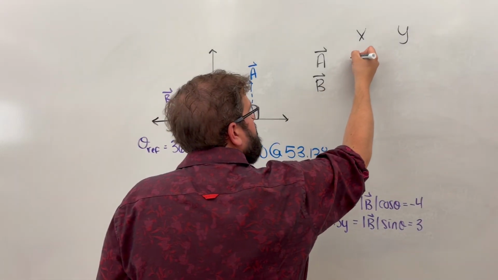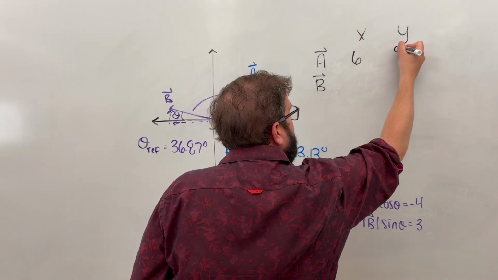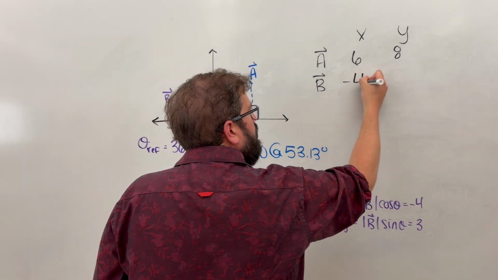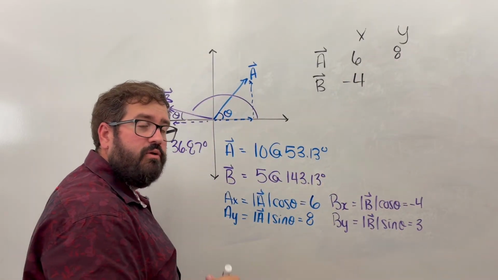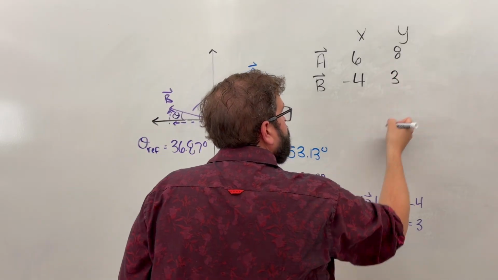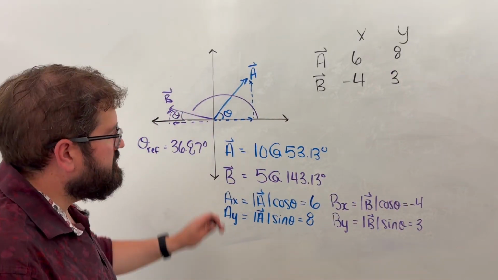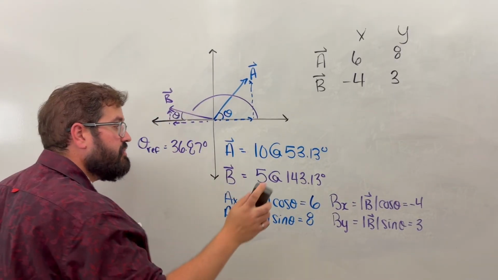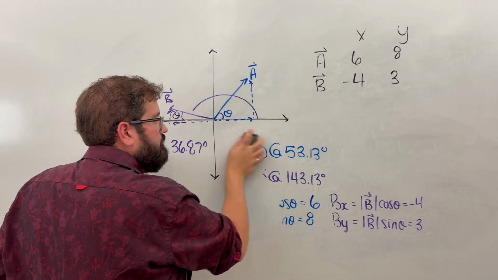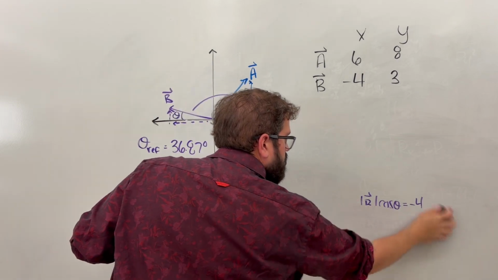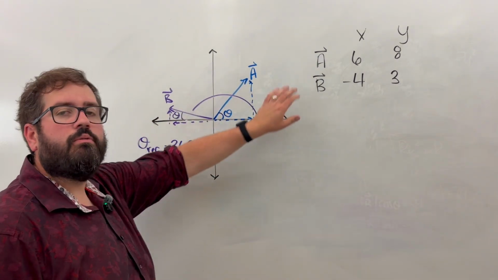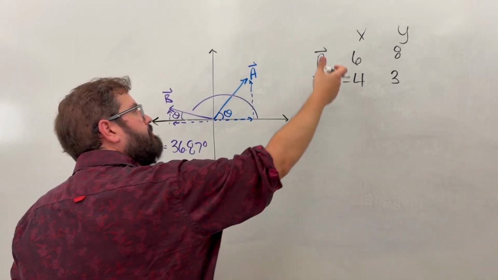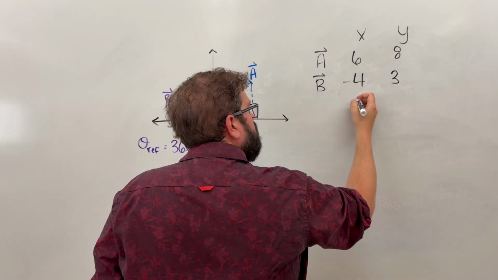The x component of A is 6, the y is 8, the x component of B was -4, and the y component of B was 3. Now, this is starting to get a lot of information up on the board at the same time, so I do want to erase a few things. Here's what was important anyways. Now it's called vector addition for a reason. I'm going to add the components together.